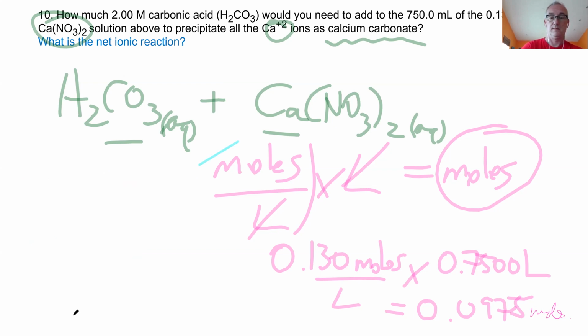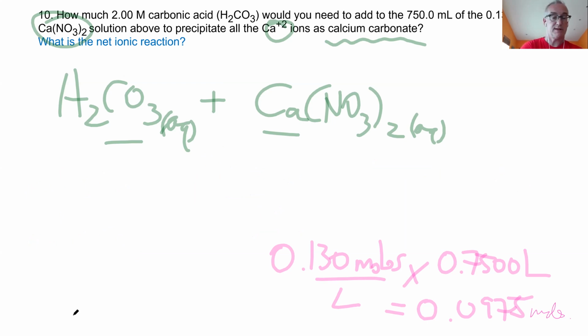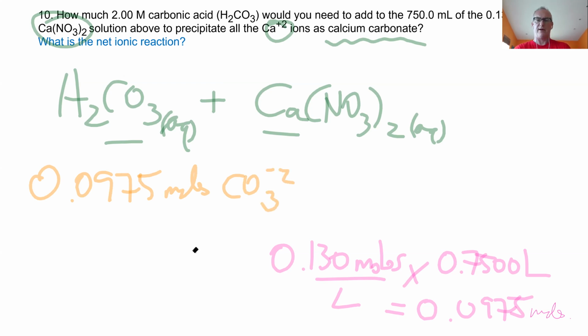0.0975 moles. Same number, exactly. Exact same number of moles. So what I need is 0.0975 moles of carbonate. So how am I going to get that? That's going to equal the concentration of carbonate, which is 2.00 moles per liter times some amount of liters.